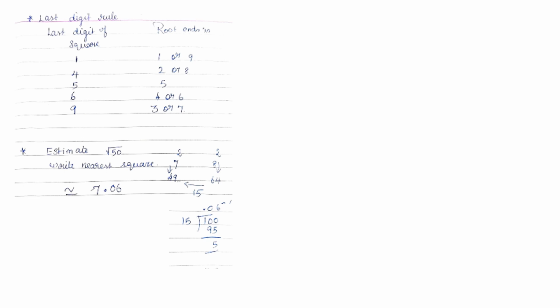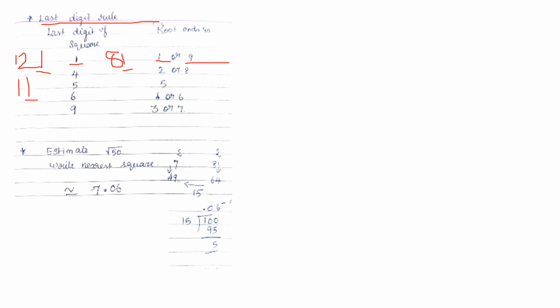Here the next trick is the last digit rule. What is the last digit rule? If the last digit of the square is 1, like 121, then the root also ends in 1 only. So the square root of 121 is 11. Another example, 81. Here also the square number ends in 1, and our root ends in 9 because 9 squared is 81.